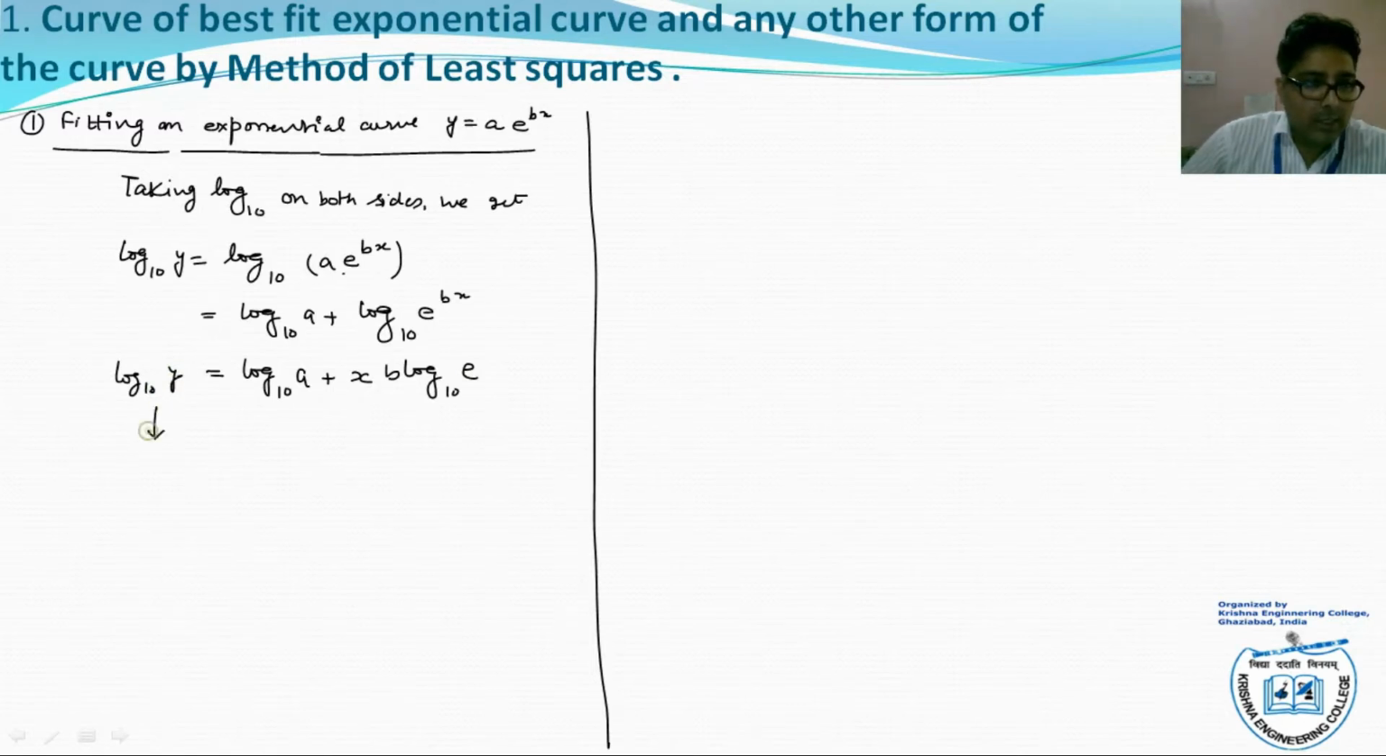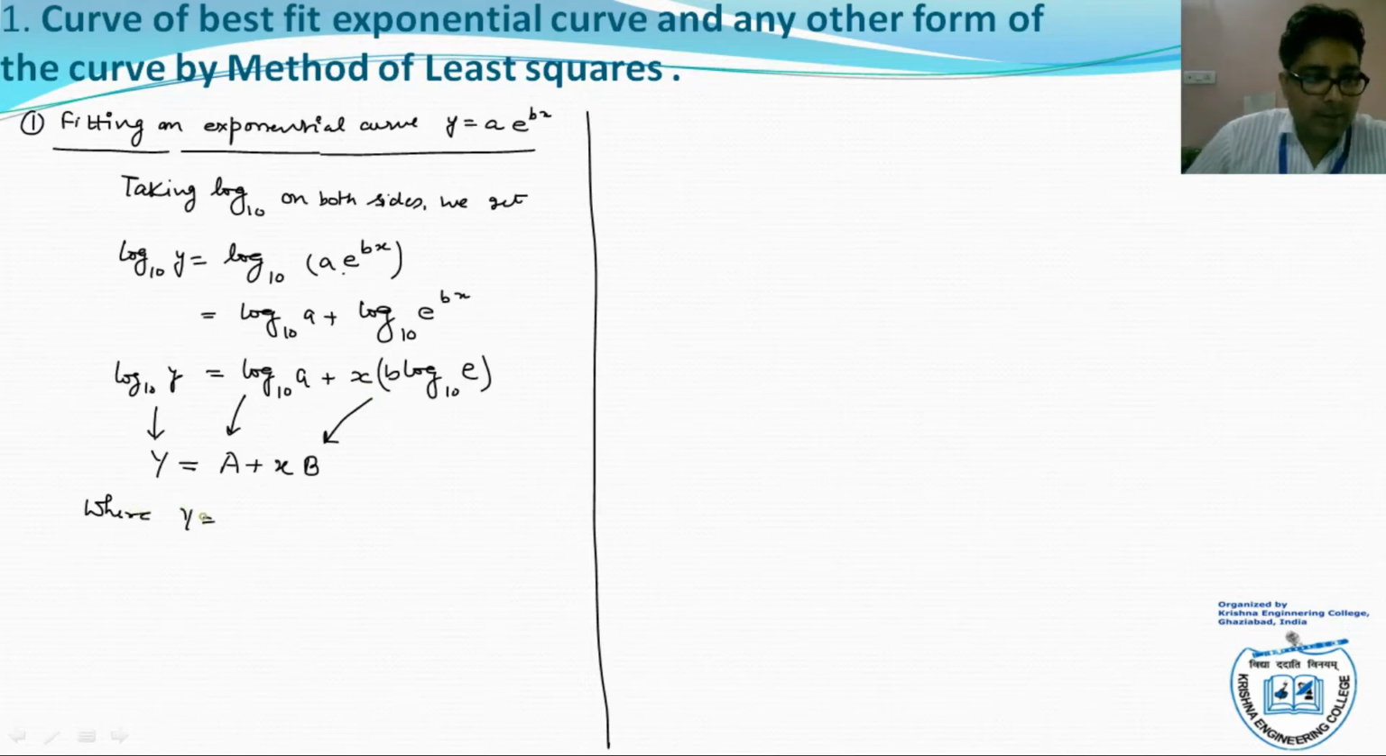Now take capital Y, this is a complete constant term, and here this is again a complete constant term, so this may be written as capital A and capital B, where capital Y is equal to log 10 y, capital A is equal to log 10 a, and capital B is equal to small b into log 10 e.